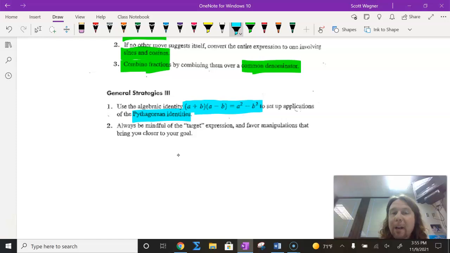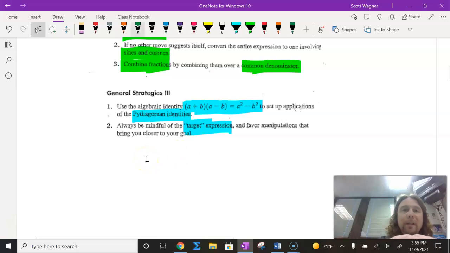And then always be mindful of the target expression. You might not know how to get there, but you know where to go. If that's the case, you might be able to manipulate your way and finagle a way in there, making sure you get closer and closer to your goal. So always be mindful of that target.